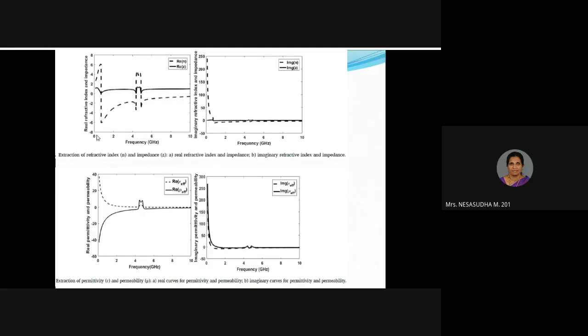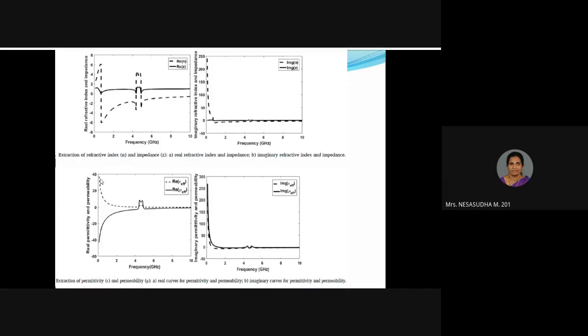Next we are taking the imaginary refractive index and impedance. Here also it is almost nearing 0. It is negative, for 2.4 gigahertz. The frequency is 2.4 gigahertz. So it is also negative. From these two graphs, we can say that the refractive index is negative. Next, you have to calculate the permittivity and permeability with respect to frequency.